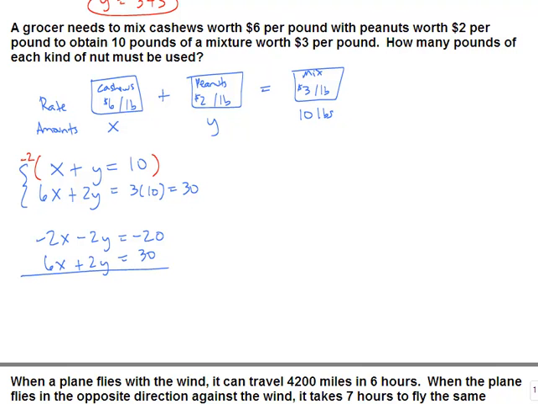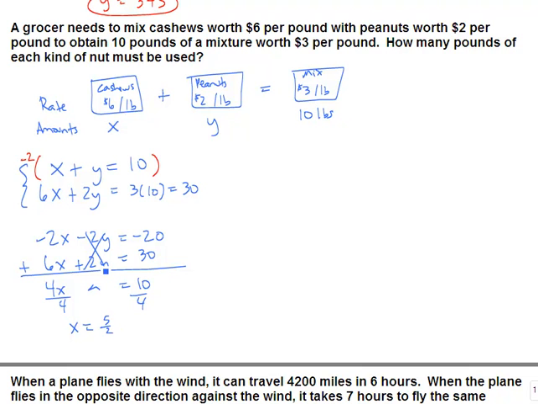And now I should be able to add the two equations together and get those y's to cancel out. -2x plus 6x is 4x. -20 plus 30 equals 10. And if I divide both sides by 4, we get 10/4. As a fraction, that would be 5/2.